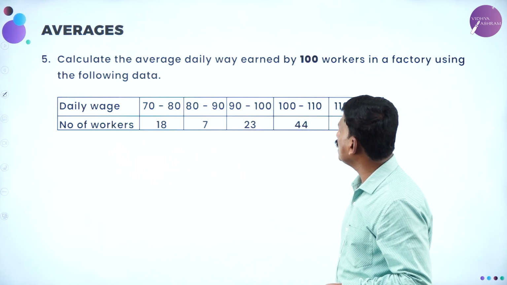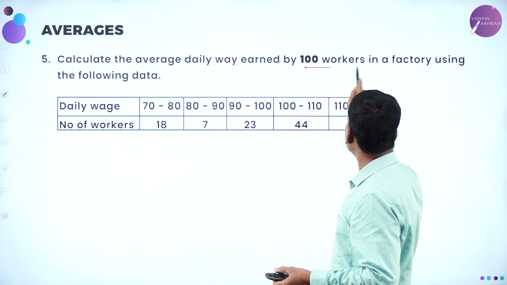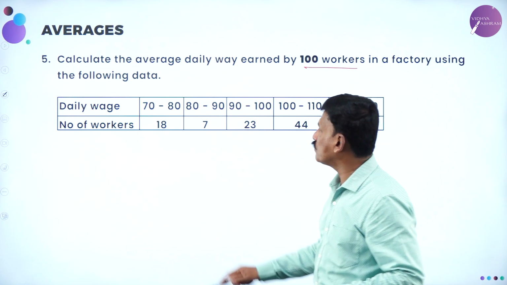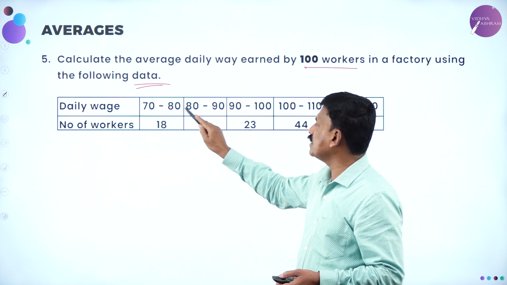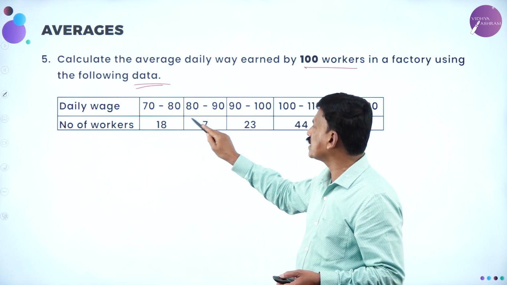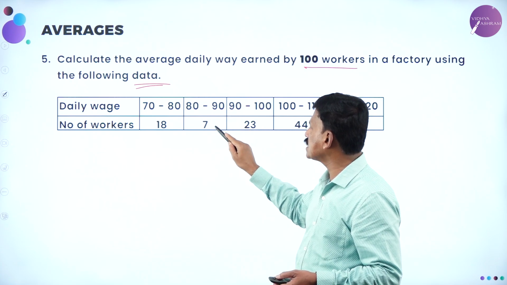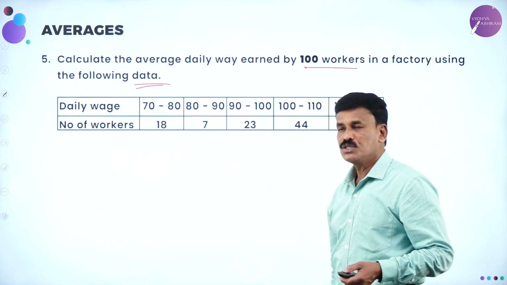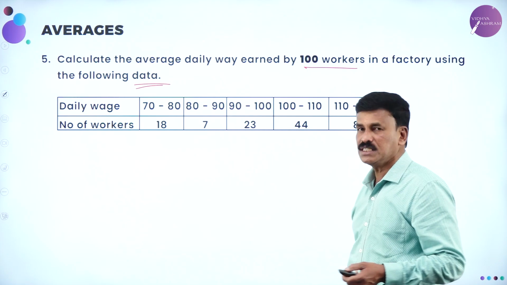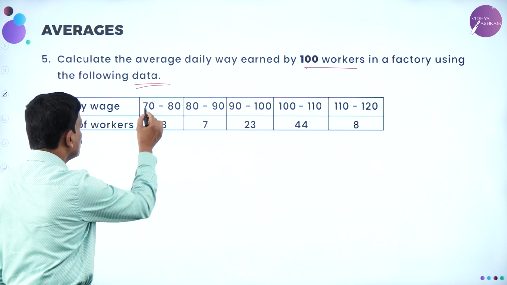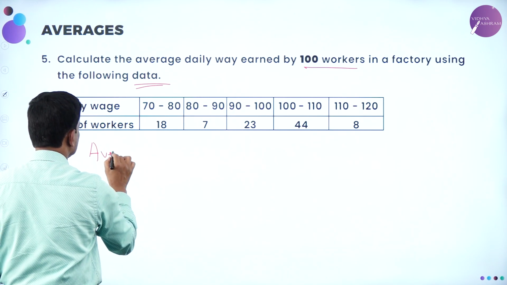Calculate the average daily wage earned by 100 workers in a factory using the following data. Now, what is given? Daily wages 70 to 80, 18 workers; 80 to 90, 7 workers; 90 to 100, 23; 100 to 110, 44; 110 to 120, 8 workers. Now, take the average of this.